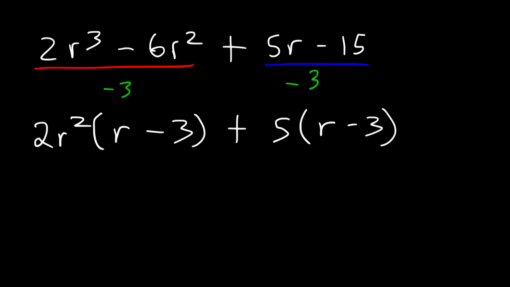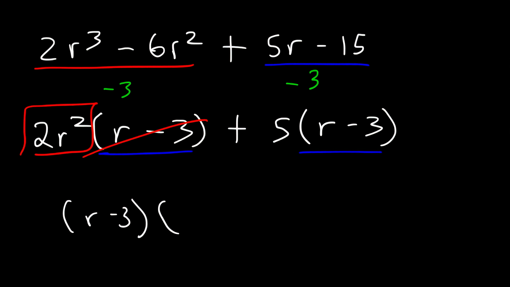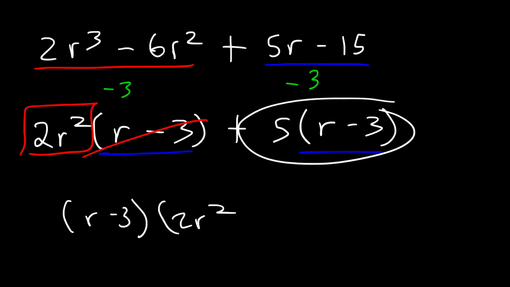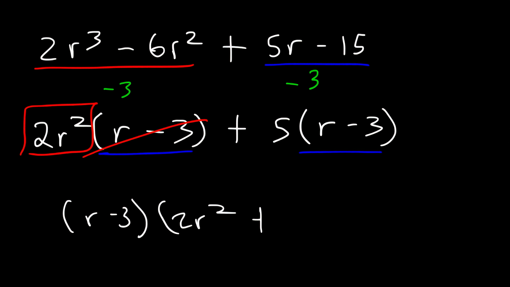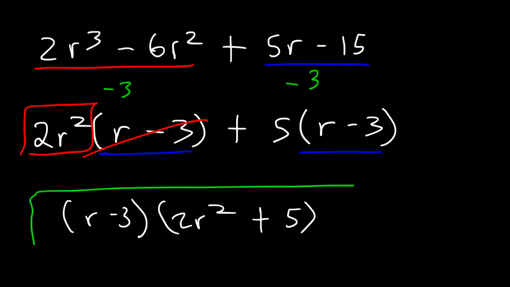Now, in the next step, let's factor out r minus 3. If we take out r minus 3 from the first term, we're going to have 2r squared left over. And if we take this term divided by the GCF, r minus 3, it's going to give us plus 5. And so this is the solution. So now you know how to factor by grouping.